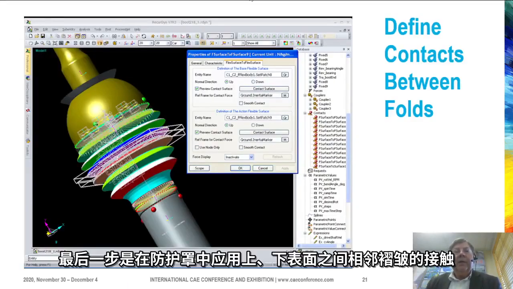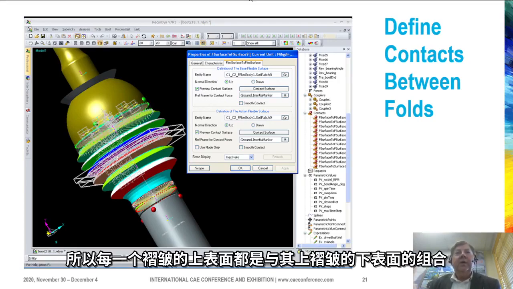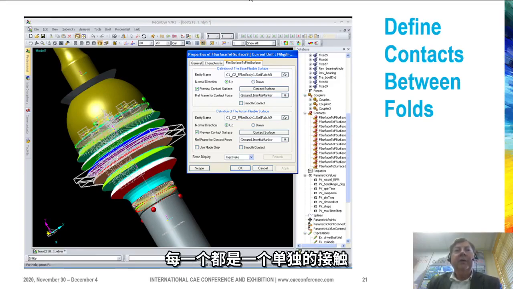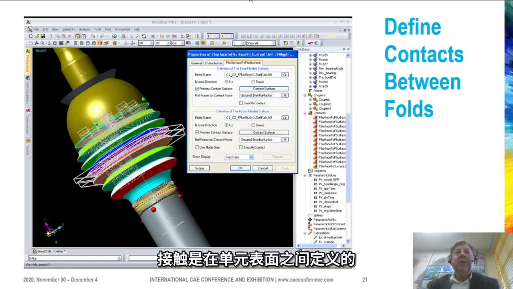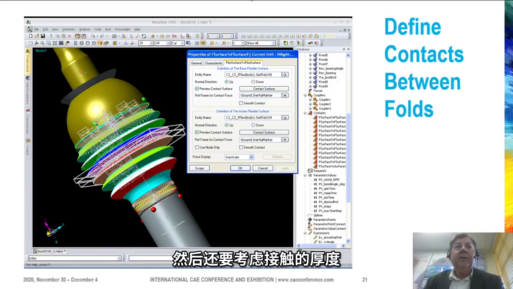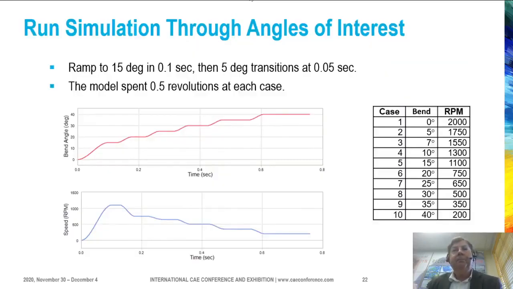And the final step was to apply contacts between the upper and lower surfaces of the adjoining folds in the boot. So each combination of upper surface of one fold with the lower surface of the fold above it, each one of those was a separate contact, and the contact was defined between the element surfaces, all those different surfaces, and also having a thickness taken into account with that contact.